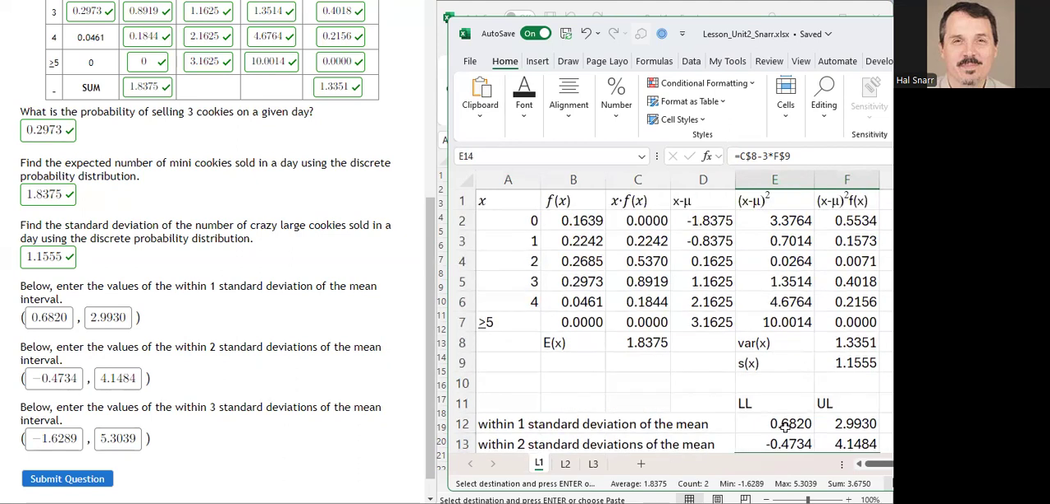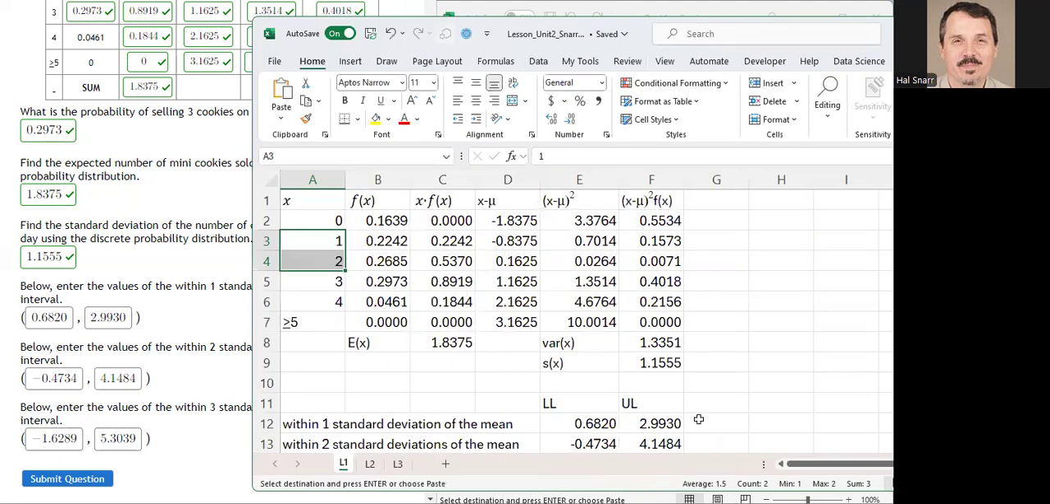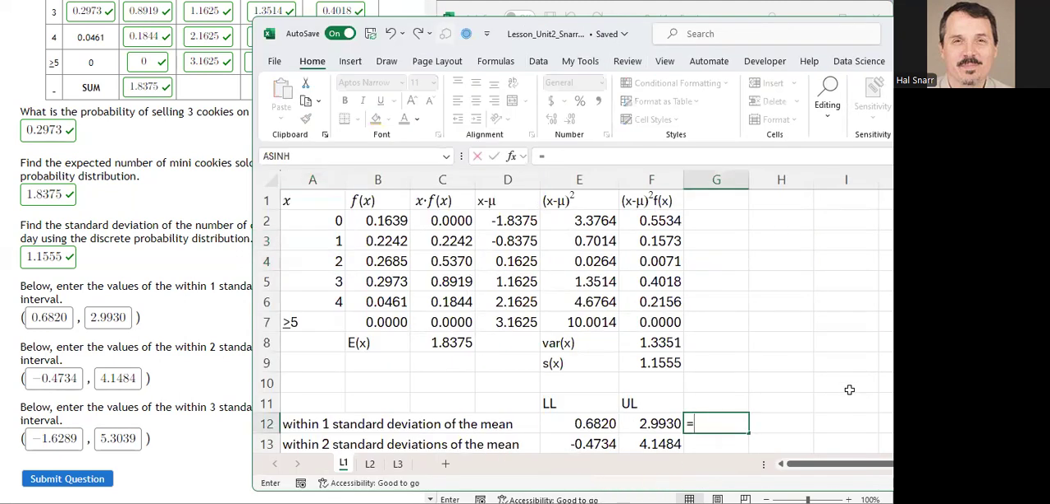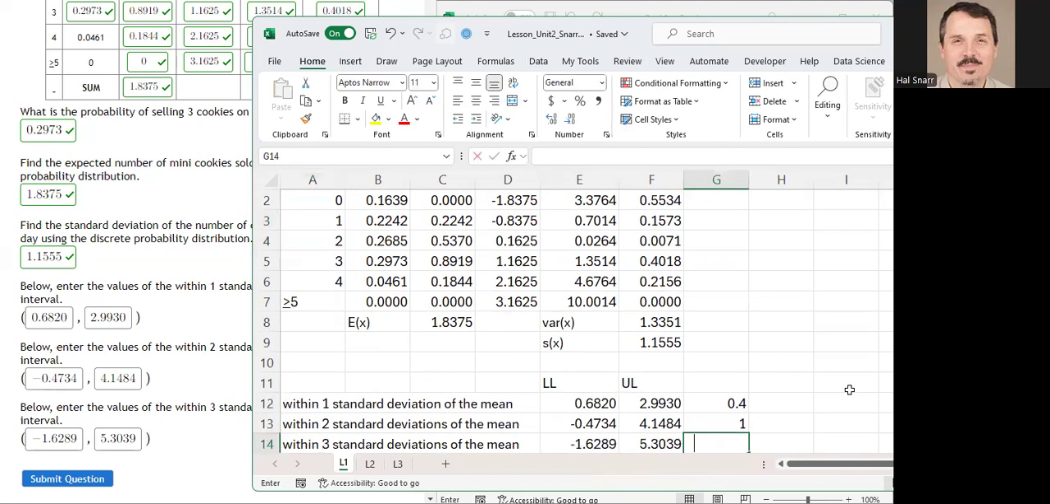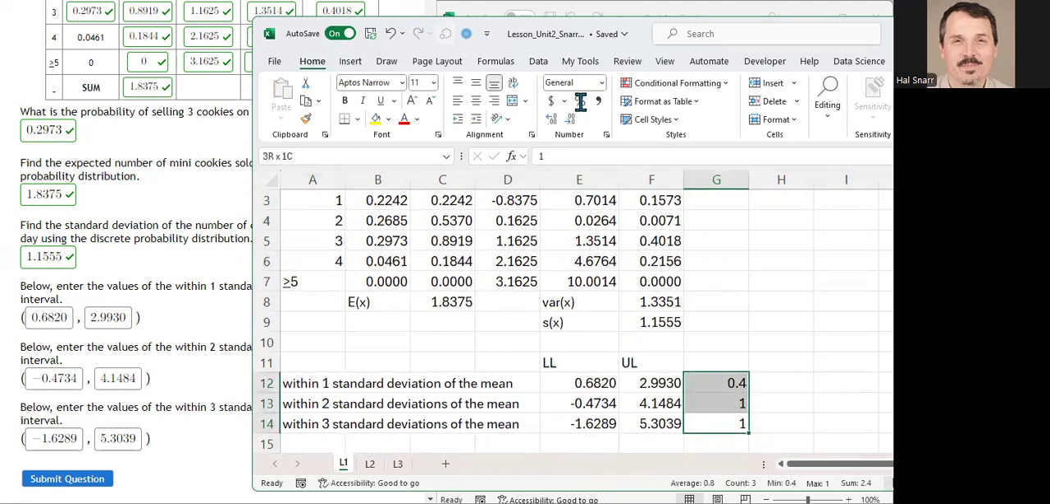With regard to within 1 standard deviation of the mean, only 1 and 2 are within 1 standard deviation of the mean, right? So the probability of being within 1 standard deviation of the mean is what? This probability is 2 divided by 5, right? And this is 1, and this is 1. So these are the probabilities of being within 1 standard deviation of the mean, 2 standard deviations of the mean, and 3 standard deviations of the mean.